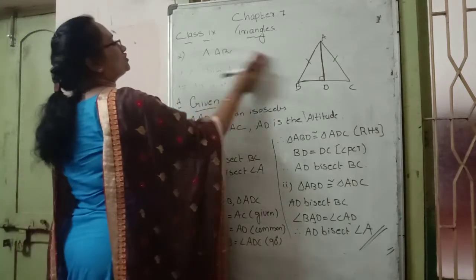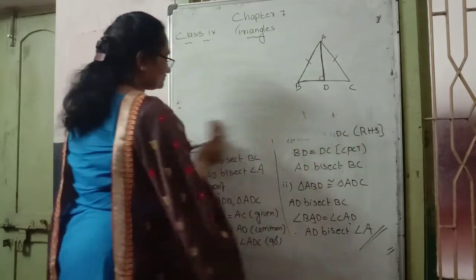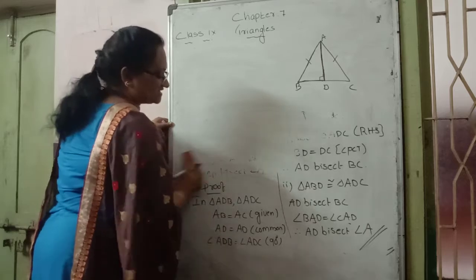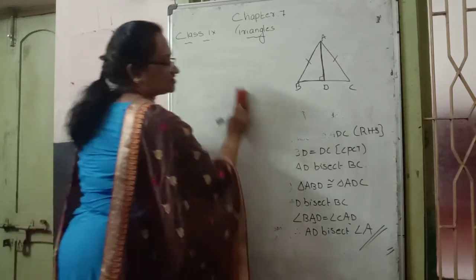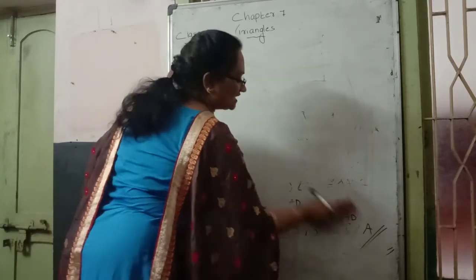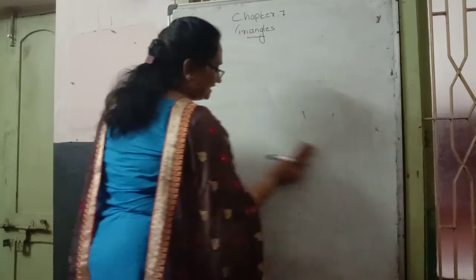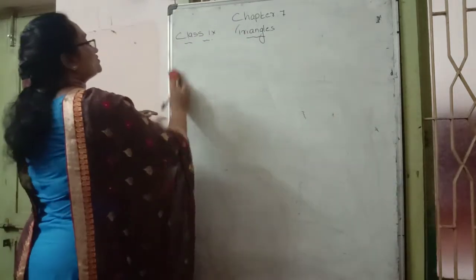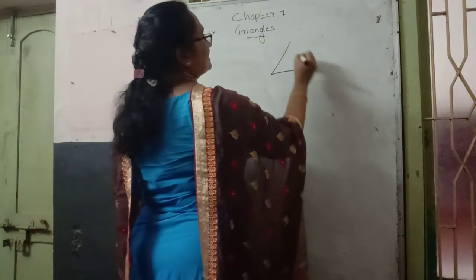Then next we go through the third question. In the third question, they have given us two triangles. One is triangle ABC. The second one is another triangle, triangle PQR. Two triangles are given and their medians are also given in that question.